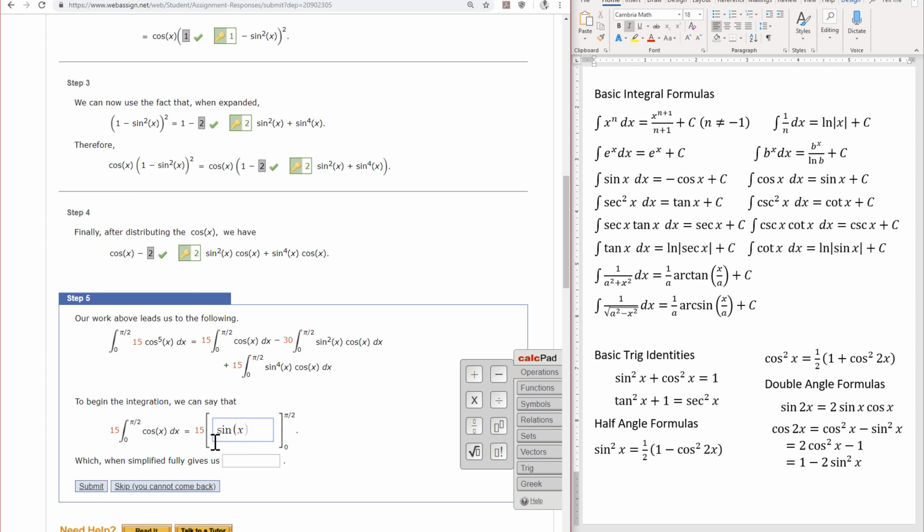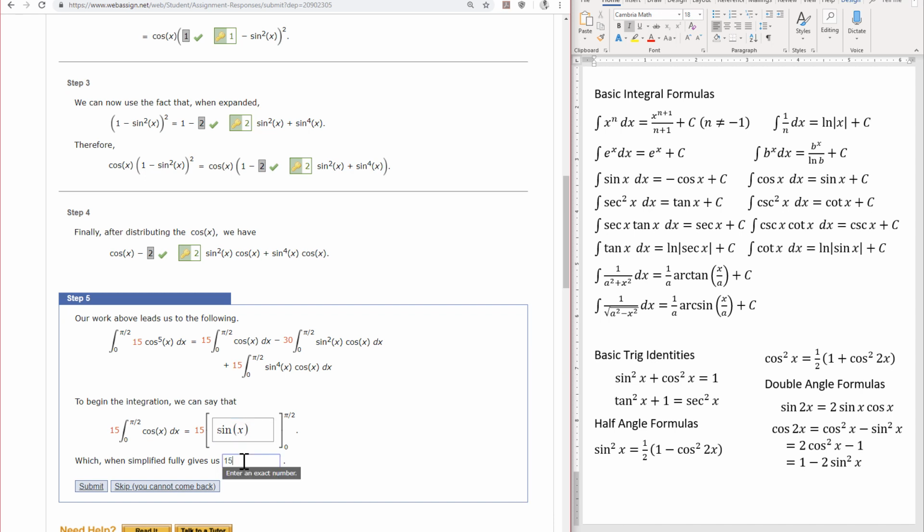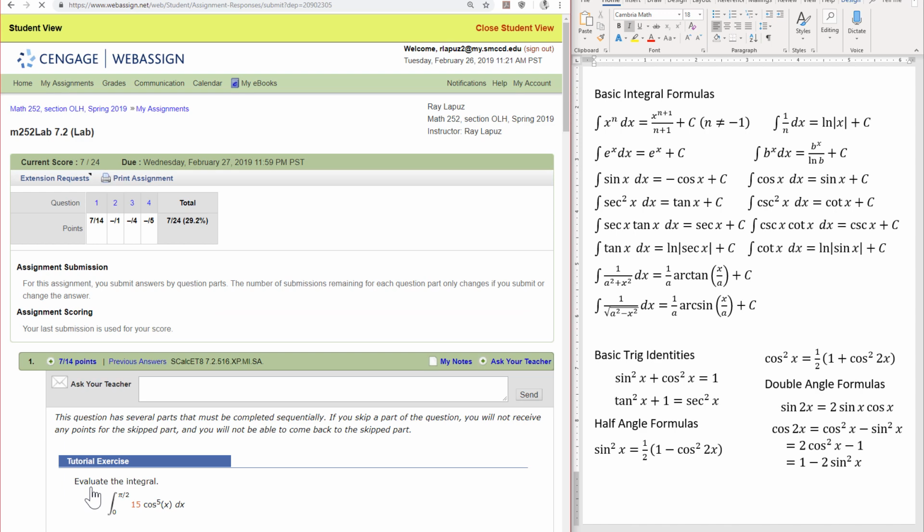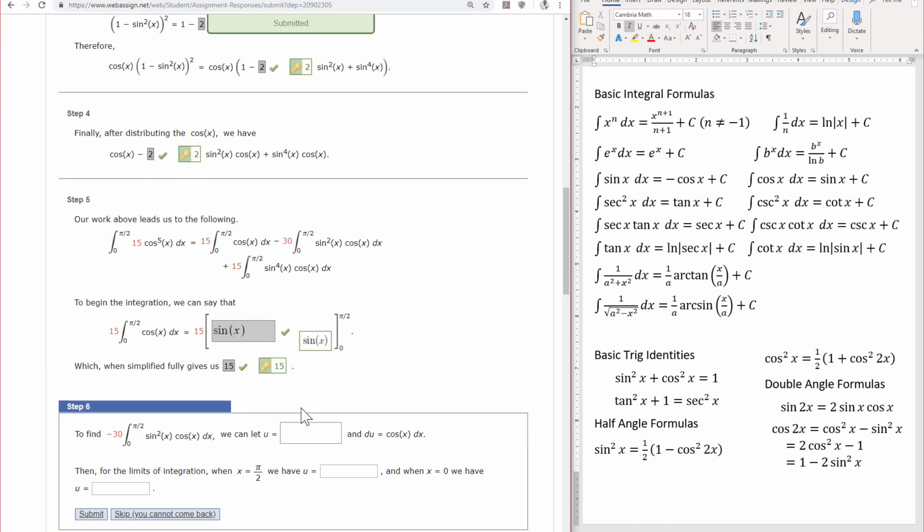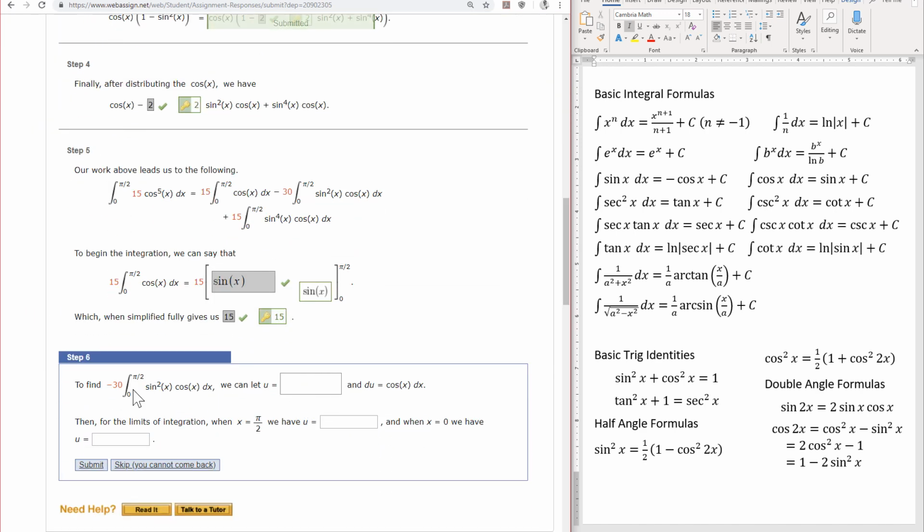And sine x evaluated at pi over 2 is going to be equal to 1. So this is going to be 15 times 1 minus, and then the sine of 0 is 0. So that's just going to be 15 times 1, which is equal to 15. So we have 1 down, 2 to go. The other 2 will be u substitutions.